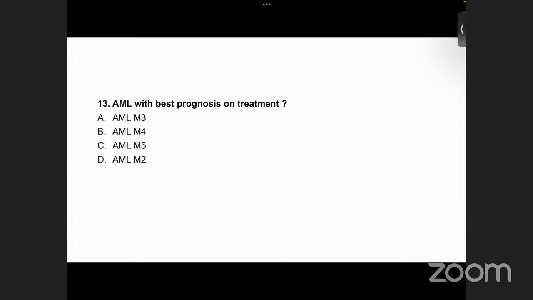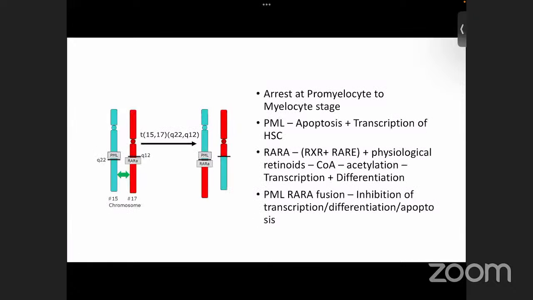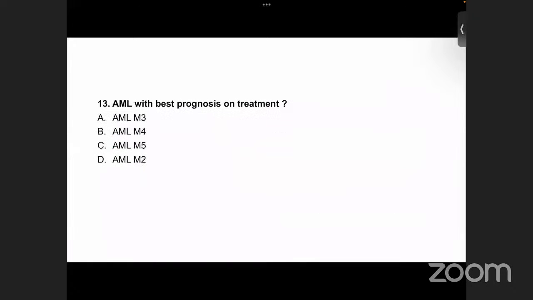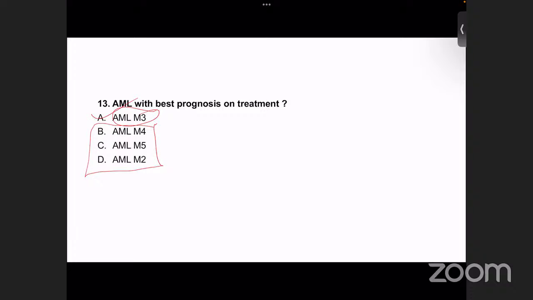So again, AML. The best prognosis with treatment. Here the FAB classification is given, that is the M3 numbering, which is basically the FAB classification. Nowadays the classification is WHO based, so AML with recurrent genetic abnormalities. Okay. So APML. Here the best prognosis on treatment, because except M3 all the others are the same. Except M3, all the other AMLs are treated with standard induction chemotherapy like 7+3, FLAG, whatever. But M3 is different. Okay.